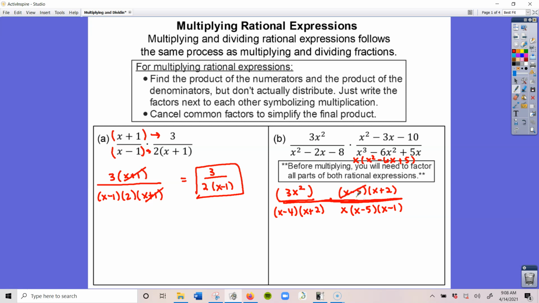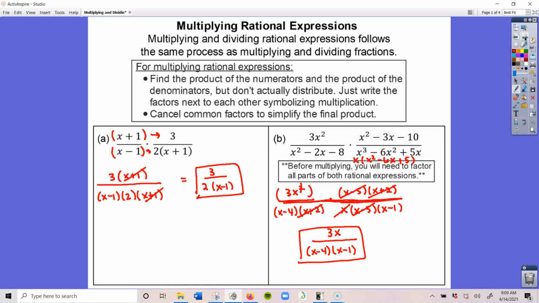So we have these x minus 5s. We also have these x plus 2s that I can cancel. And then we have here this x, and then this is x squared. So that means that I can cancel out this x with one of these, because x squared means that it's x times x. So basically, I just took one away. So now the only thing left in the numerator is this 3x, and then what's left in the denominator is x minus 4 times x minus 1. And this would be my final answer. Remember, you don't have to actually distribute anything. You can just leave it like that.